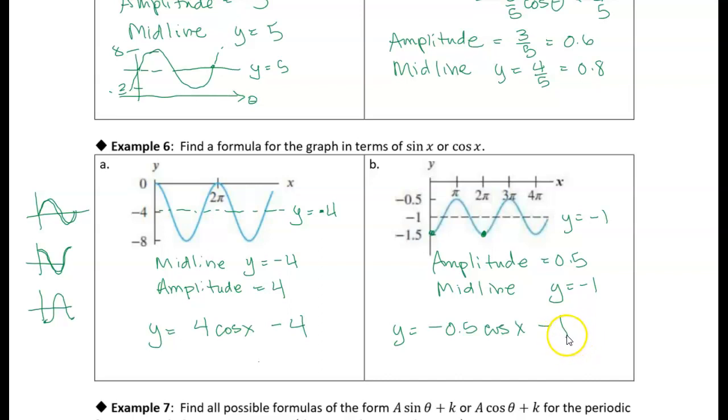If we put in, say, pi over 2, cosine of pi over 2 is 0. So then this first term becomes 0 and we're at -1. If we put in pi, all right, cosine of pi is -1, so we have -0.5 times -1 becomes positive 0.5. Positive 0.5 minus 1 is negative 0.5, which is where we want to be. Okay, so you can always test it if you're not quite sure if you got the right function.